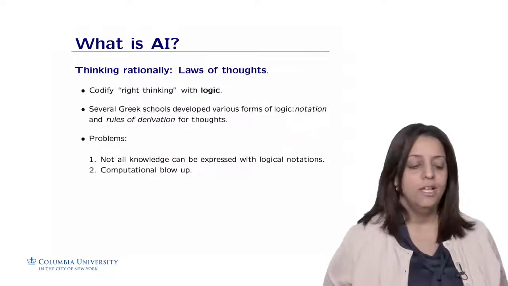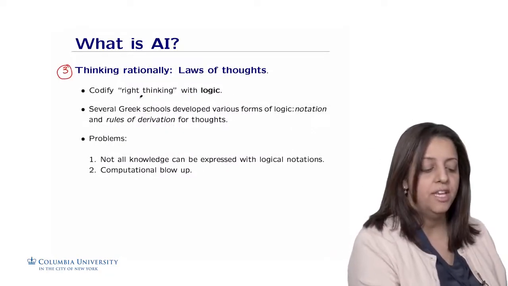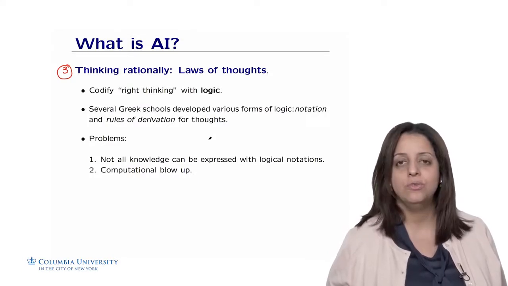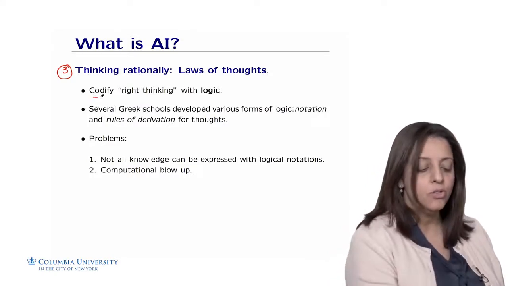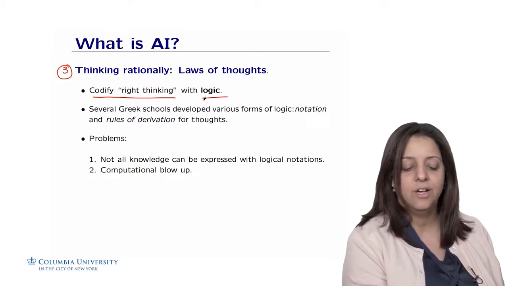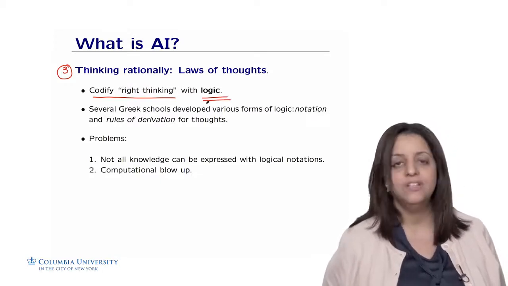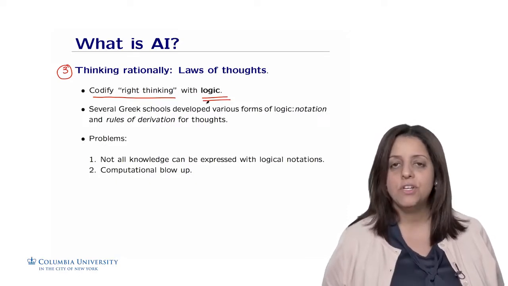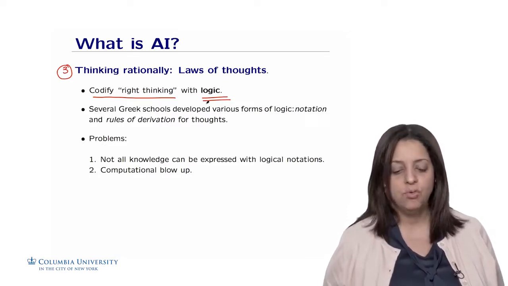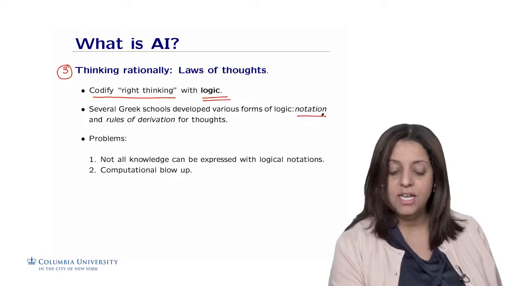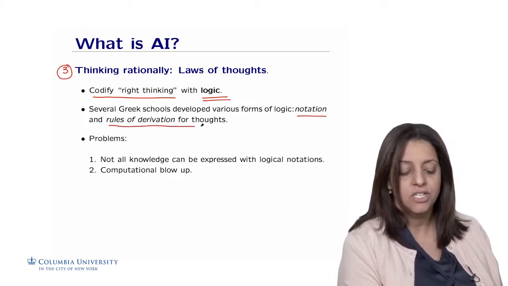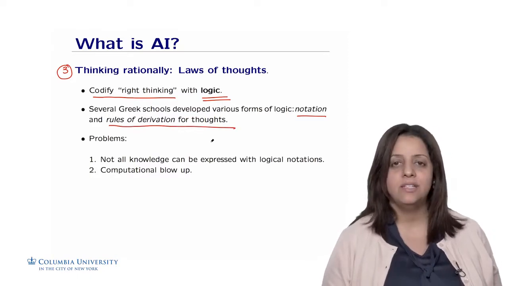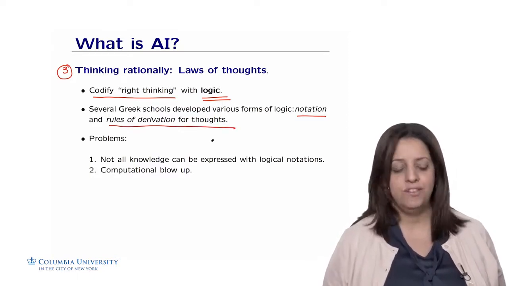The third school of thought, also called thinking rationally or laws of thought, involves using math and logic to do artificial intelligence. It's about codifying right thinking with logic. It all started with several Greek schools that developed various forms of logic, such as first-order logic, propositional logic, and more. It uses notations and rules of inference or derivations for thoughts. The idea is to codify all knowledge in these representations and use it to derive new knowledge.